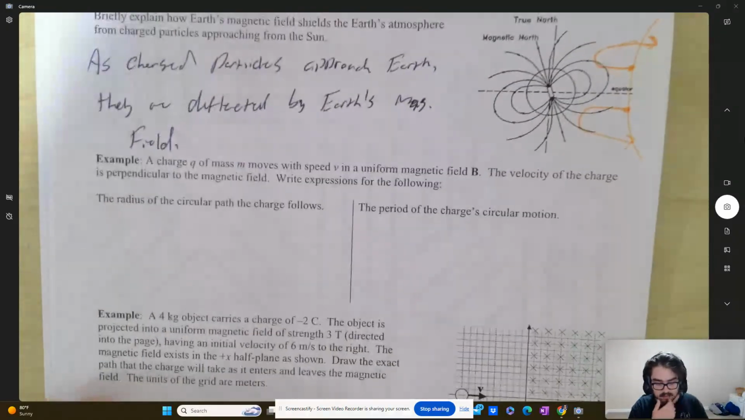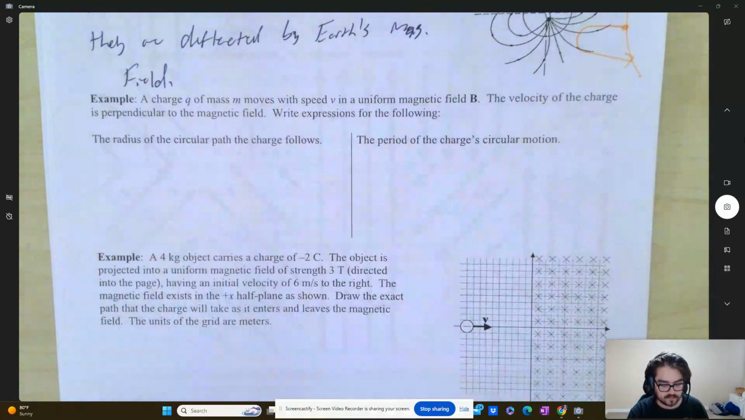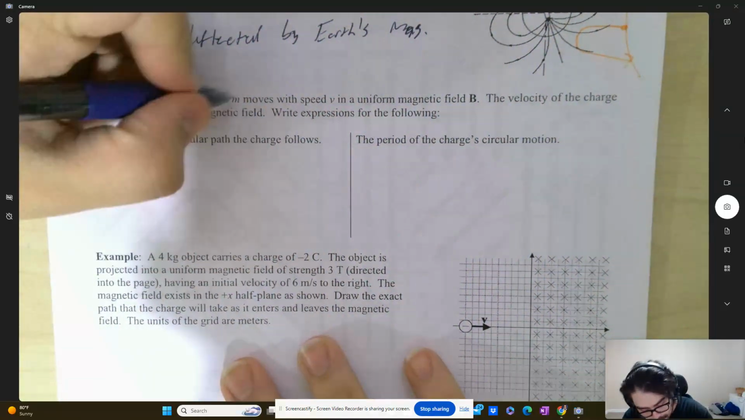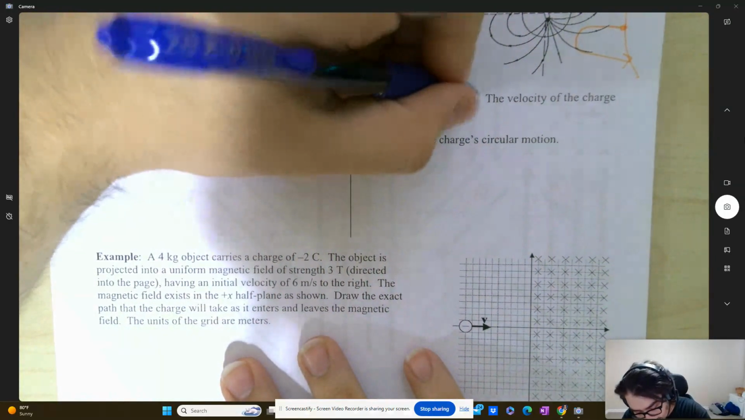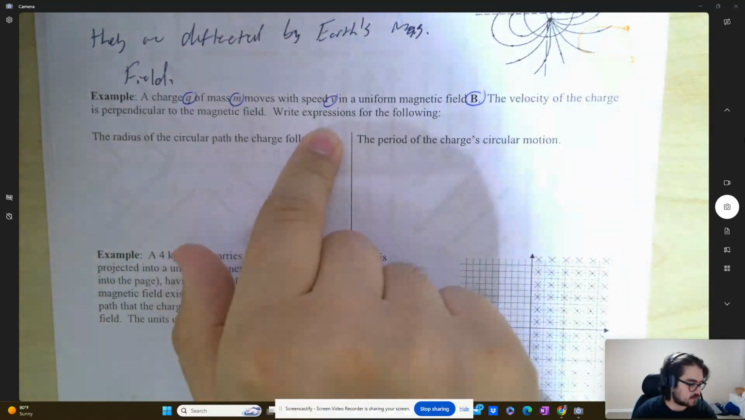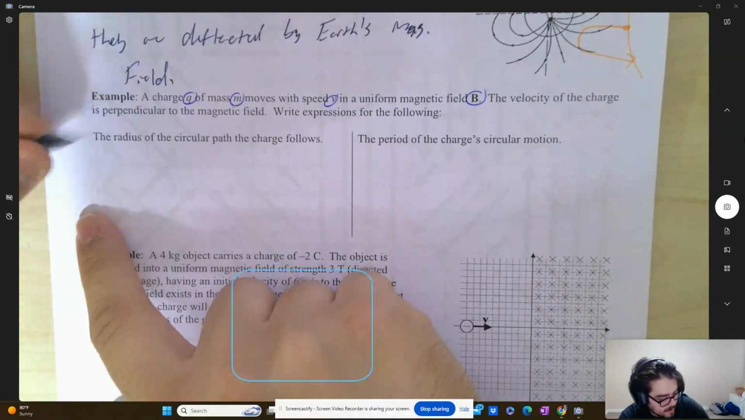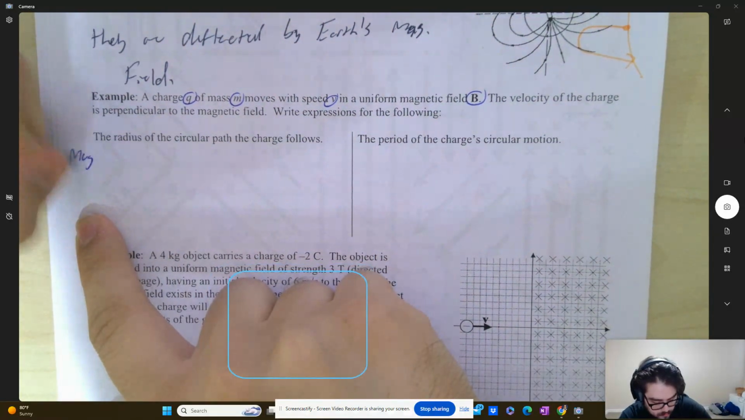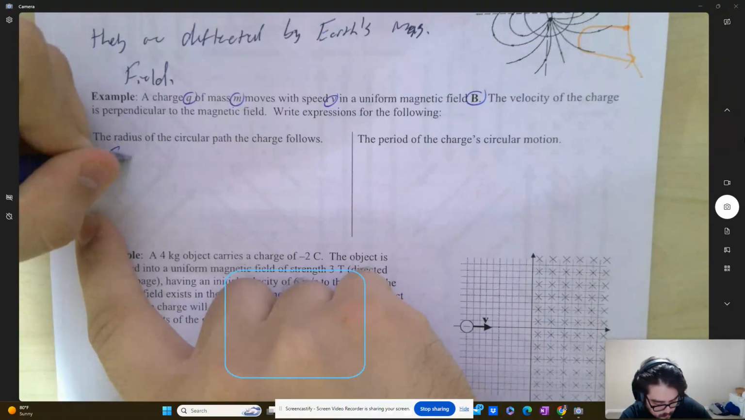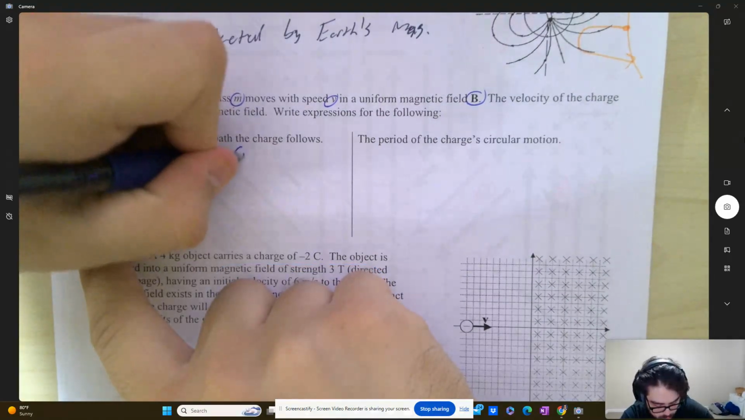To do this example really quickly, let's suppose that we have a charge Q, mass m, moves at speed v in a uniform magnetic field B. The velocity of the charge is perpendicular to the magnetic field. Write expressions for each of the following. Well, the radius of circular path, we should know that magnetic force causes circular motion.